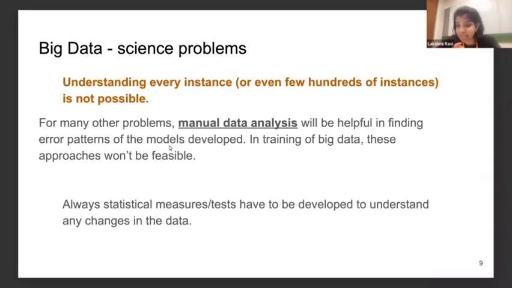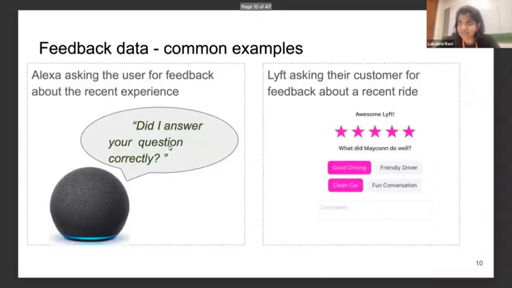Start with something very simple like mean and variance, and that should be enough. And stick to it, something that helps in learning the distribution of the data. So anything that involves manual work in the case of big data, even going through thousands of examples, won't be sufficient. So the second category is feedback data.